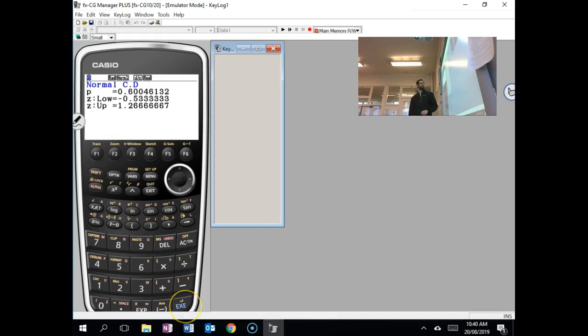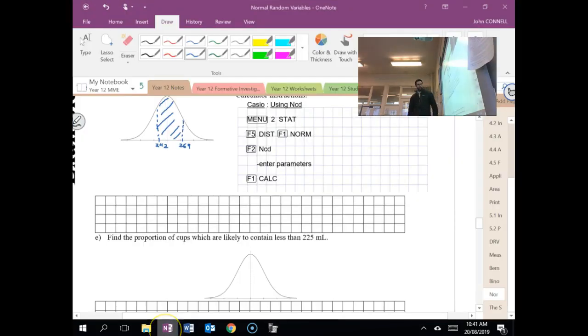I go through, it gives me 0.600. So the probability that a cup will be between 242 and 269 will be 0.600 to 3 significant figures.